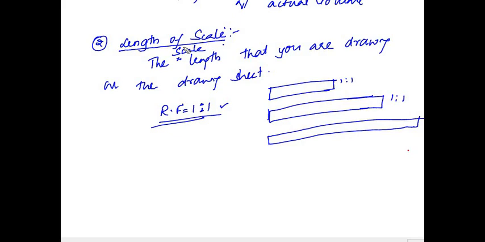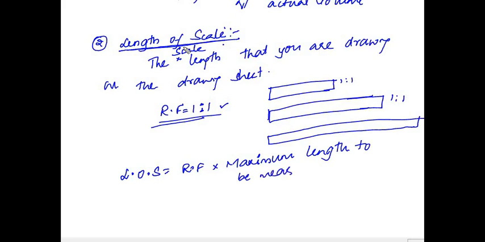But there should be some limit, or there should be some length that we have to decide: how much length I have to draw for a given representative factor. That is nothing but your length of scale. It is given by length of scale equal to representative factor into maximum length to be measured. So this gives the length of scale.